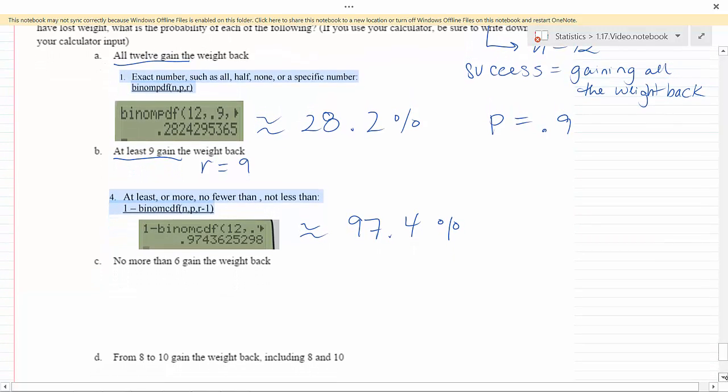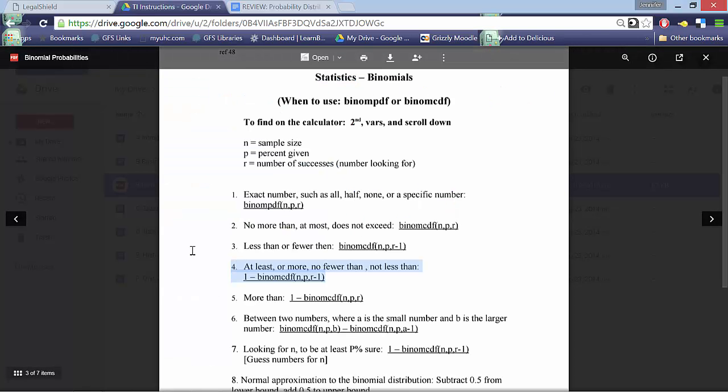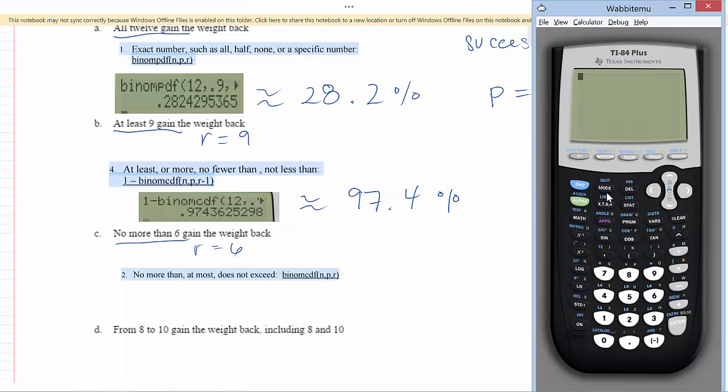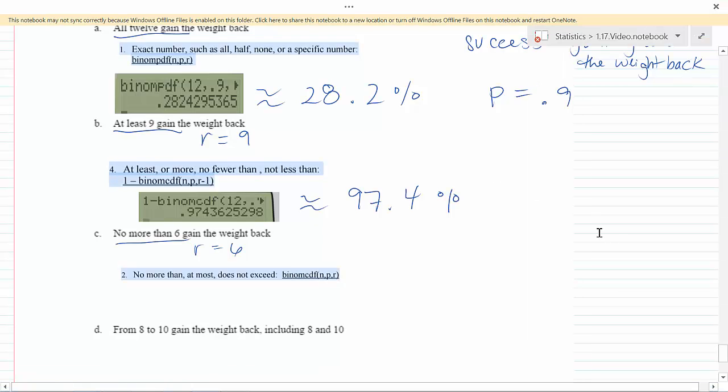In part C, we see we're looking for the probability that no more than 6 gain all of their weight back. So we want "no more than," which is number 2 on the sheet. And this is binom CDF, so I'm going to go to alpha B, 12, 0.9, and now my R is 6. And notice in this answer I got some scientific notation. I do need in my final answer, like if this was your quiz, to convert that scientific notation.